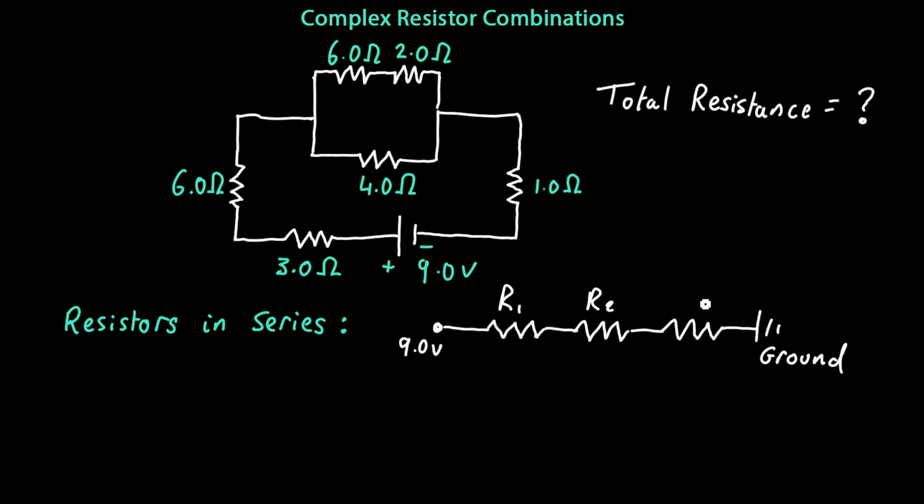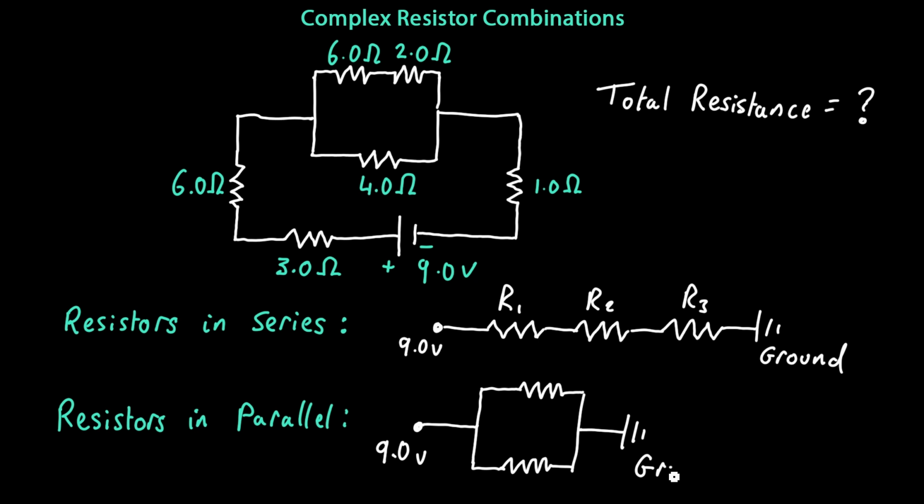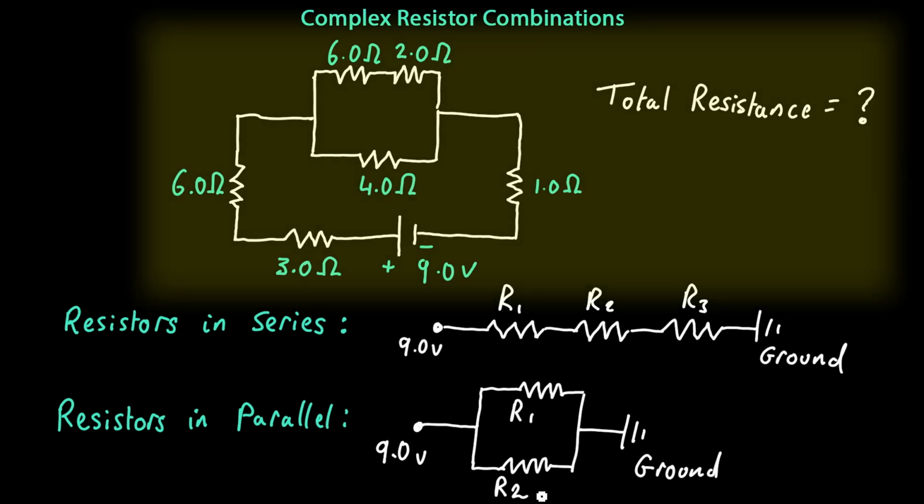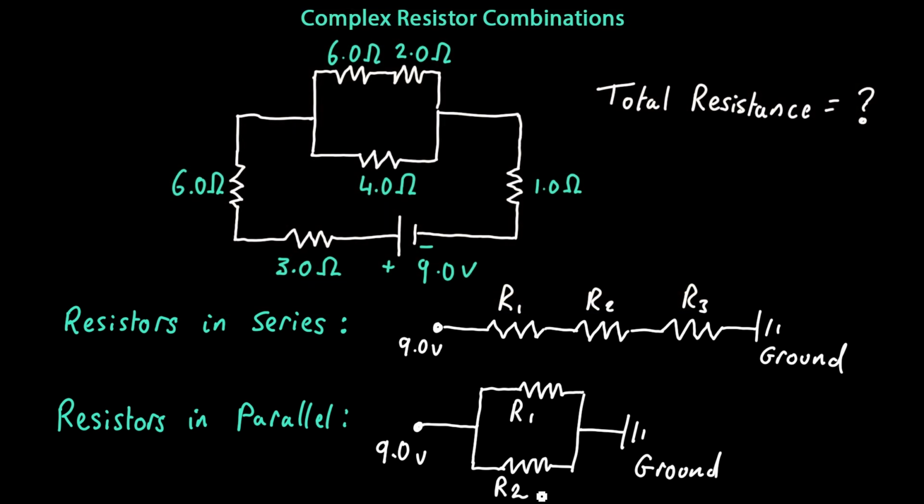And resistors in parallel would look something like this, where we have resistors on separate branches within the circuit. So on the surface, this problem looks really difficult to do, but we can simplify it by dividing this circuit up into groups of either parallel or series resistors. And we'll see how we can do this as we move ahead in the video.